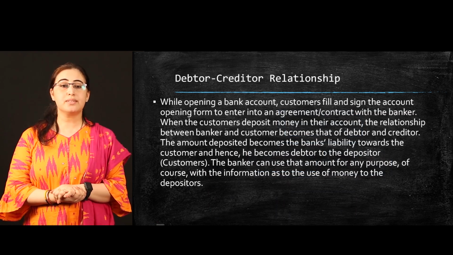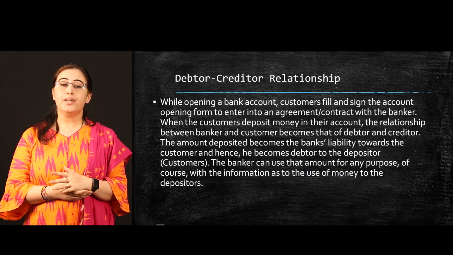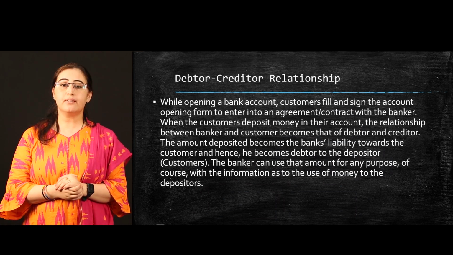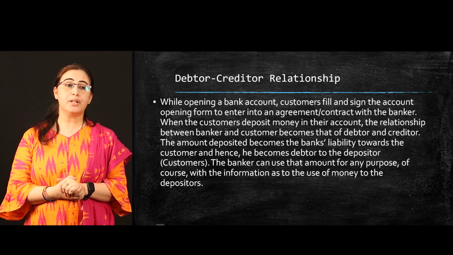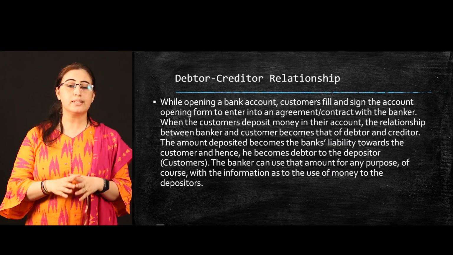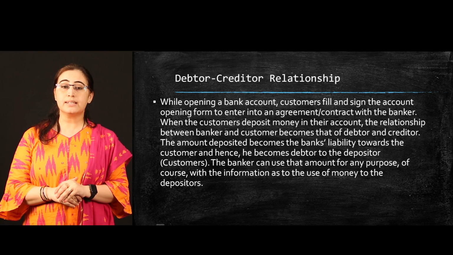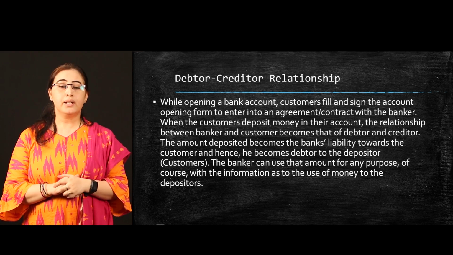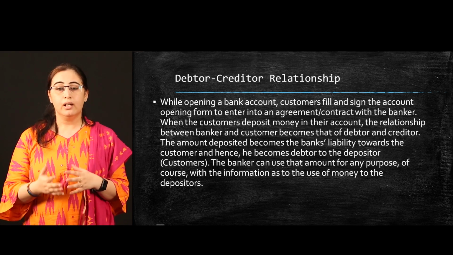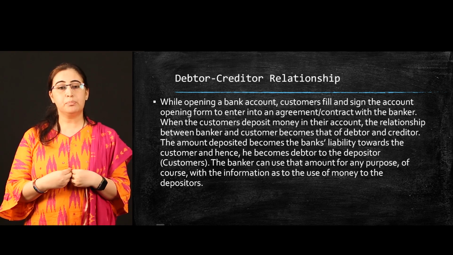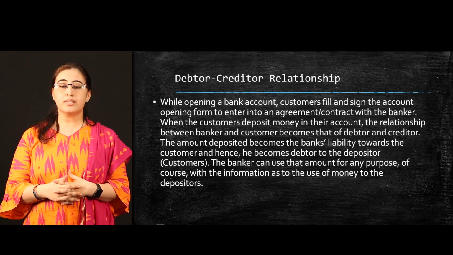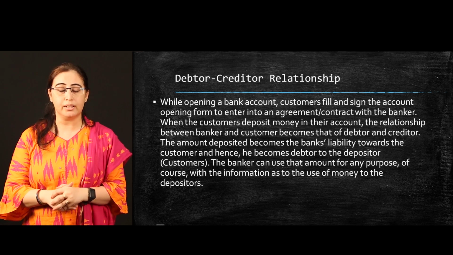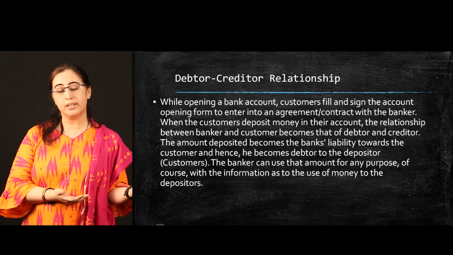Now the first general relationship is the relationship of debtor to creditor. When you open a bank account, the customer fills and signs the account opening form to enter into an agreement. Thus the relationship between a banker and a customer is always a contractual relationship. When the customer deposits money in their account, the relationship between banker and customer becomes the relationship of debtor and creditor. Now here the bank is a debtor and you as a person are a creditor. The amount deposited becomes the bank's liability toward the customer and hence the bank becomes the debtor to the person who deposited that amount.